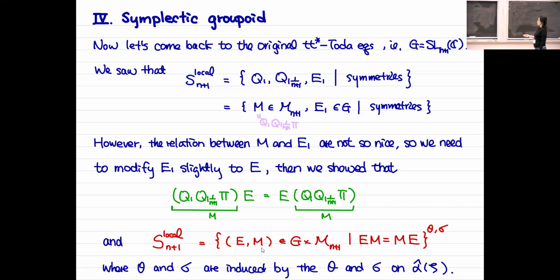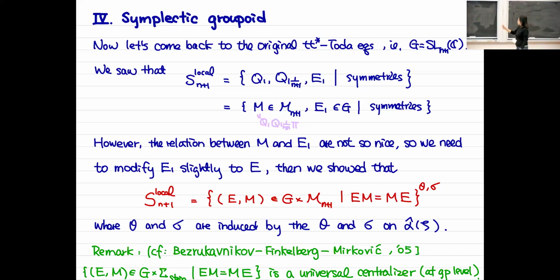So that's E, this is M. E is this matrix which will commute with M. And M, because it's QQ pi, lies in this curly n plus 1. So this commuting. And the symmetries are theta and sigma, which are induced by the theta and sigma earlier. Remember that we wrote the theta and sigma on the connection form, on the Lie algebra, it's just like conjugating with some constant matrices. But once you translate it into this monodromy data space, the theta and sigma become quite complicated. It's no longer constant.